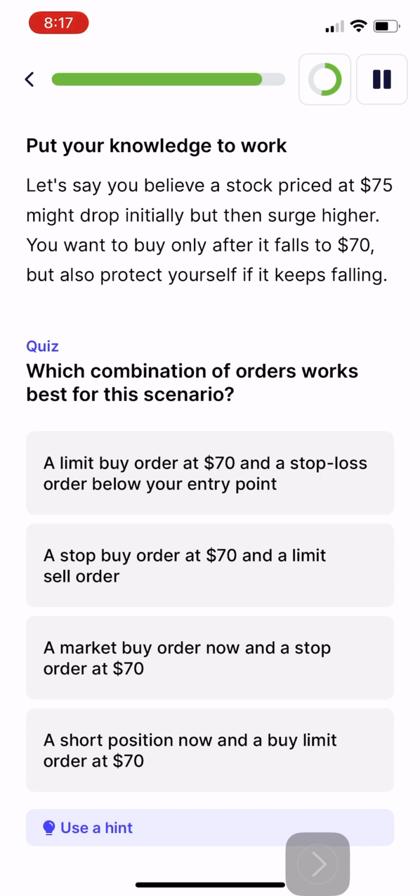A limit buy order at $70 and a stop loss order below your entry point. A stop buy order at $70 and a limit sell order. A market buy order now and a stop order at $70. A short position now and a buy limit order at $70.